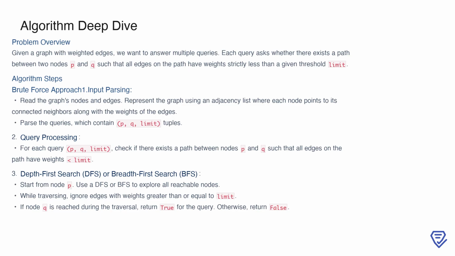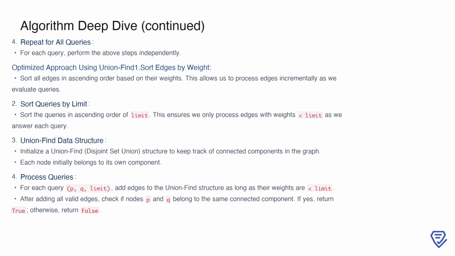While this approach works, processing each query independently can be inefficient, especially for large graphs or numerous queries. To handle multiple queries more efficiently, we can use an optimized approach that leverages the union-find data structure. The first step is to sort all the edges in ascending order based on their weights. This allows us to process edges incrementally as we evaluate queries. Next, we sort the queries themselves in ascending order of their limit values. This ensures that, as we process each query, we only consider edges with weights strictly less than the given limit.